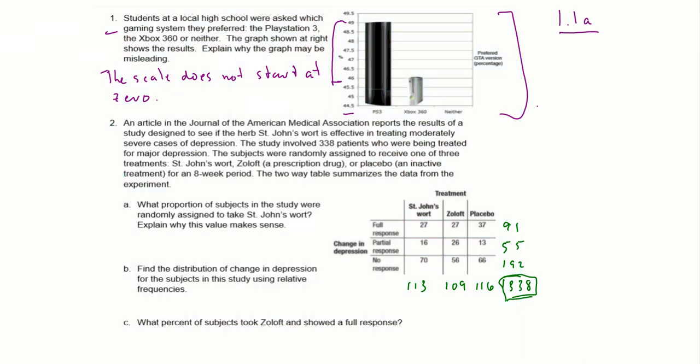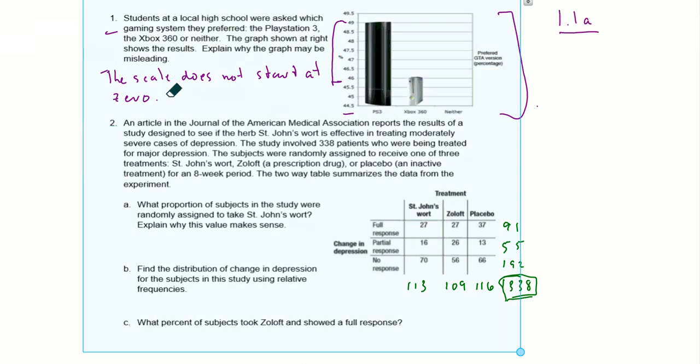The other thing is that not only does the scale not start at 0, but also the pictorial graphs of the two different gaming systems are different. This one is a little bit wider than the Xbox 360, so it looks like this is maybe larger. The bars that are used should just be bars, and they should be about the same widths throughout.